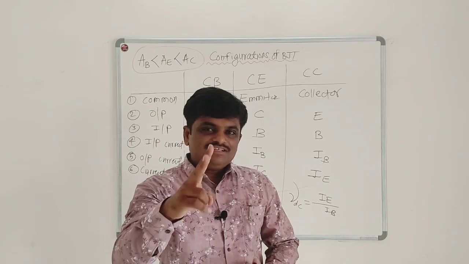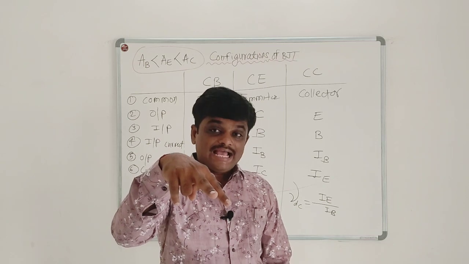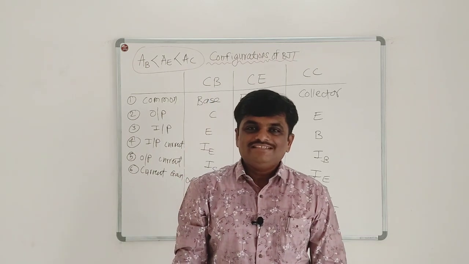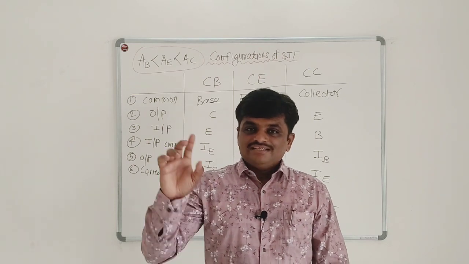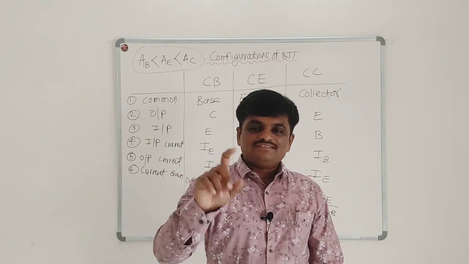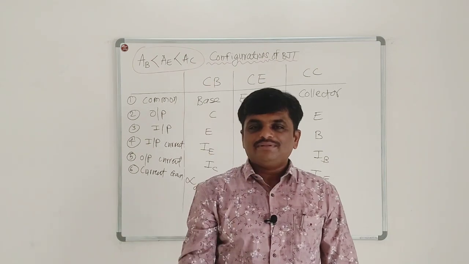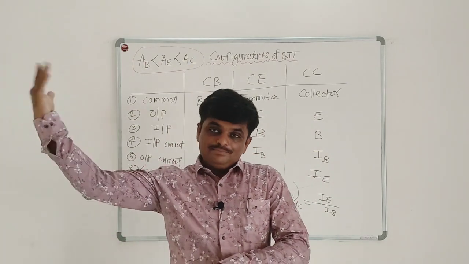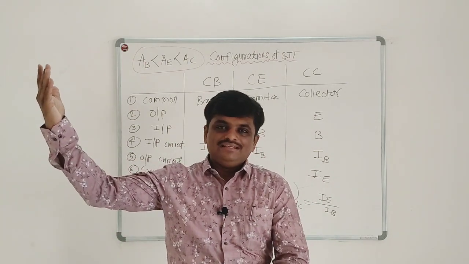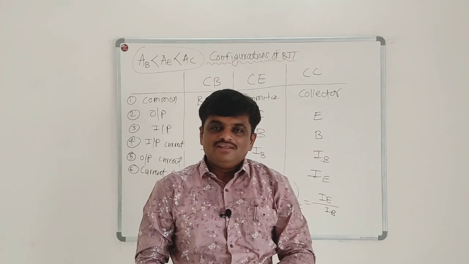Friends, voltage is always measured or applied between two terminals, that is, in parallel across. So while mentioning the input voltage or output voltage, you have to mention the two terminals between which you are measuring or applying it. For example, the input voltage will be applied between the input terminal and the common terminal. The output voltage is between the output terminal and the common terminal.